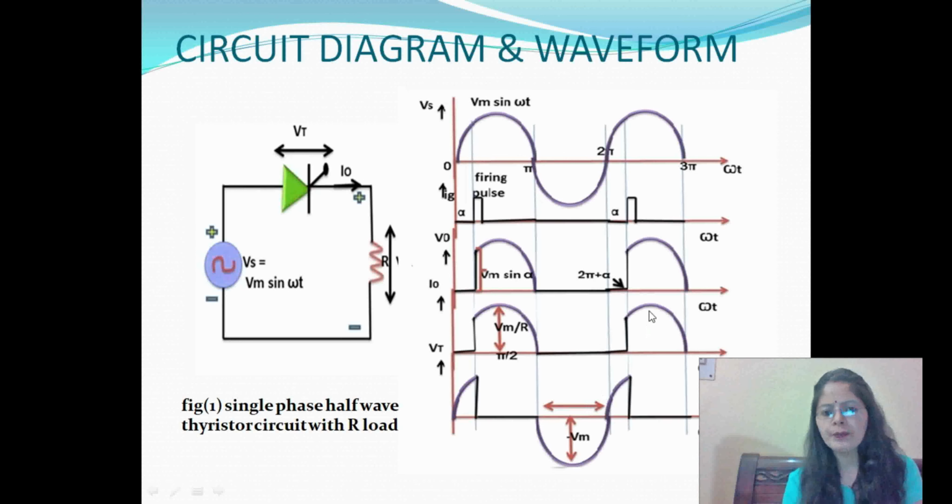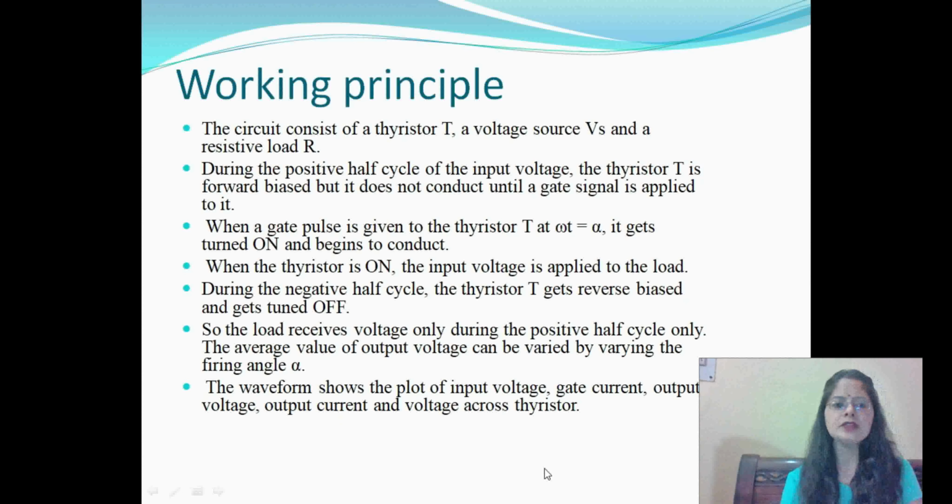So here we see from 0 to alpha there is no output voltage, there is no input voltage, because the thyristor is in forward blocking mode. From alpha to pi the thyristor is in forward conduction mode, so we will get some output voltage and input voltage. From pi to 2 pi the thyristor is in reverse blocking mode. There is no output voltage, there is no output current, but there is some voltage across the thyristor. Hope you understand this. So this is the working principle, as we already explained.